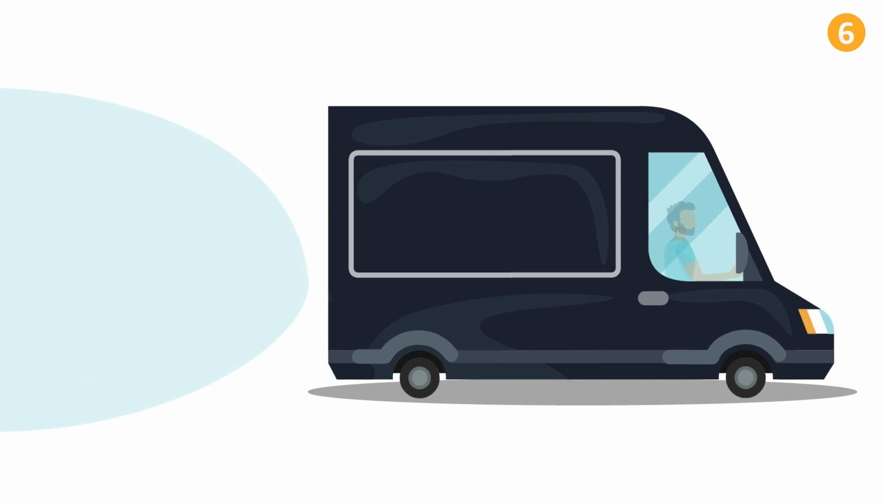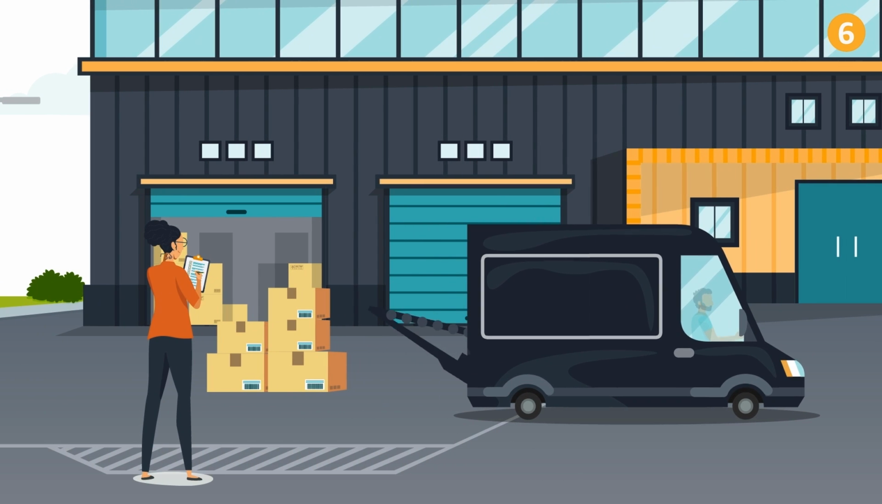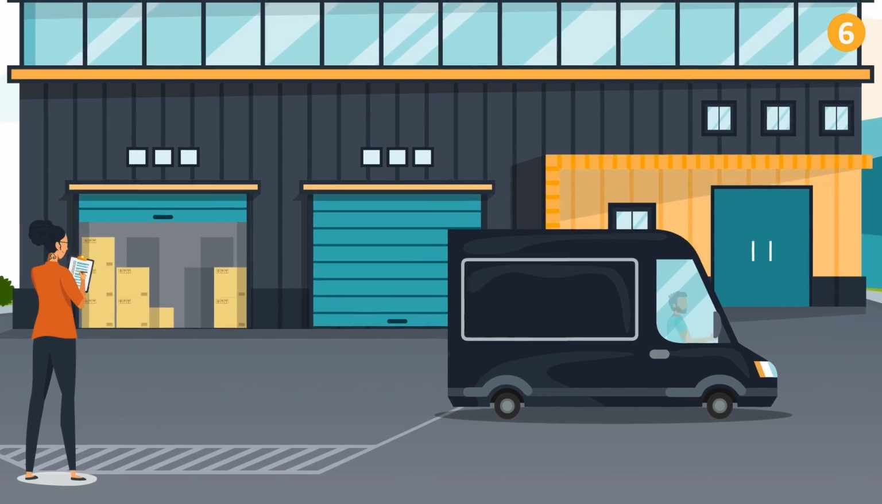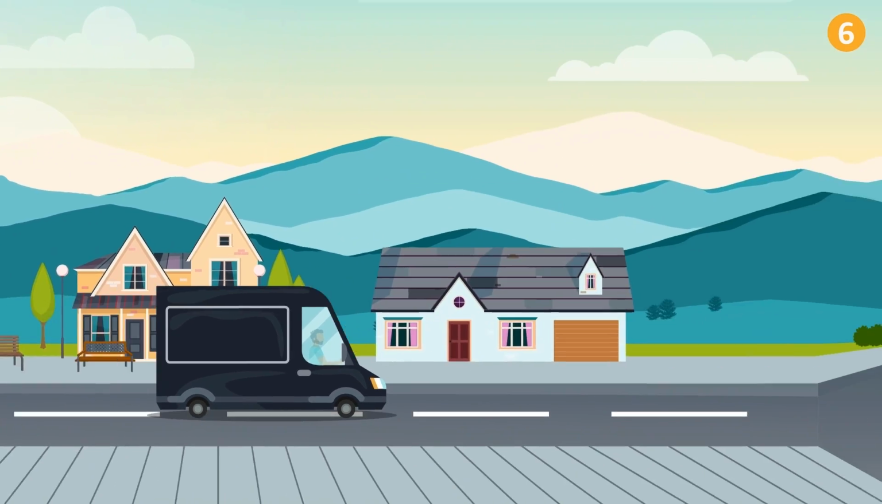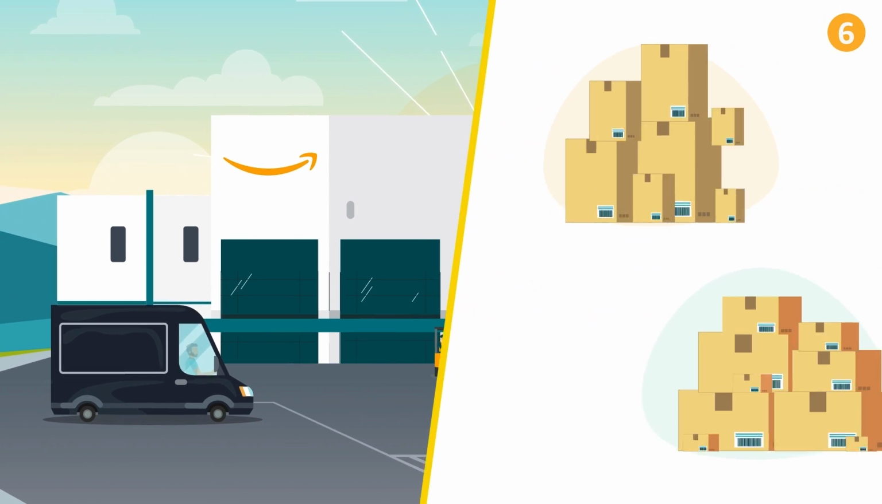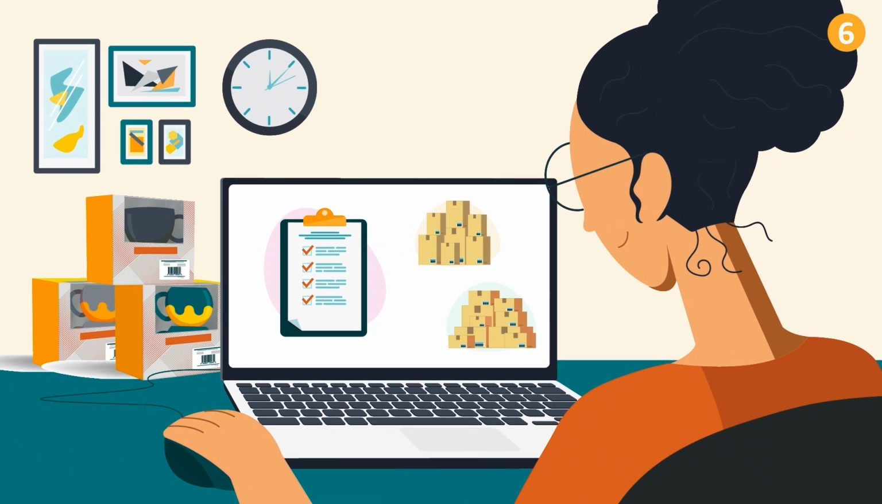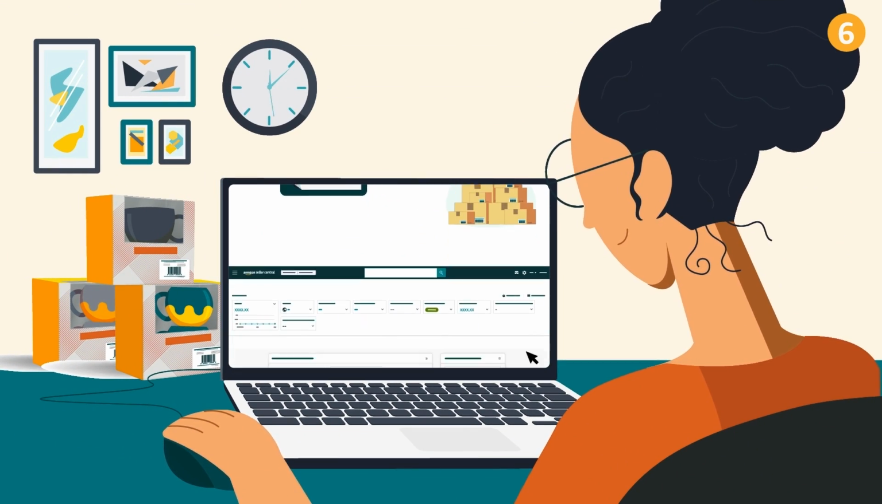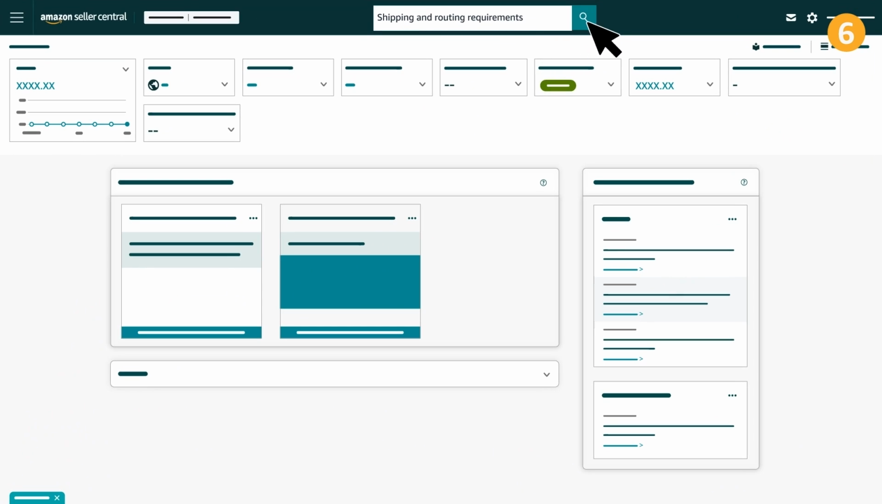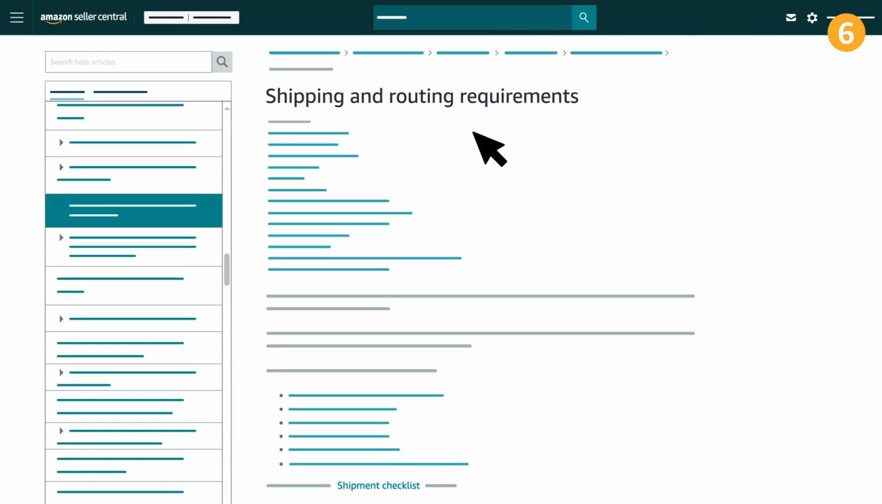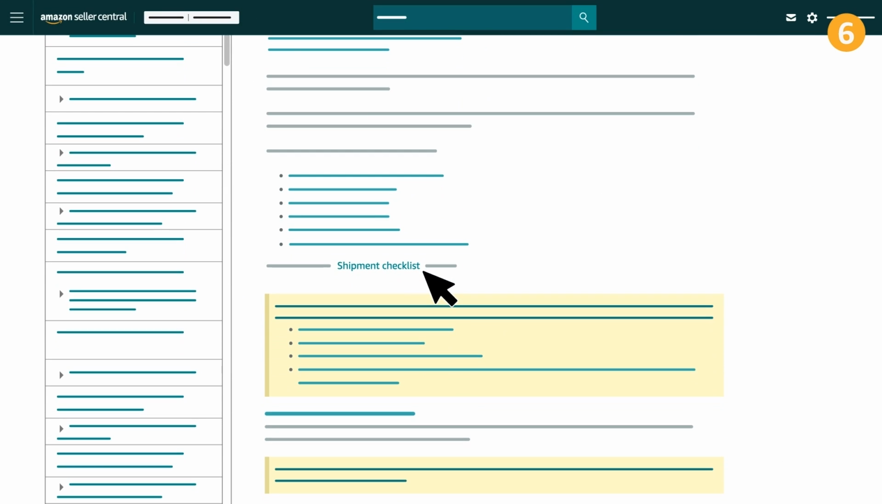The sixth requirement involves FBA shipping. This is essential as it ensures that your inventory is optimized for arrival at a fulfillment center. Different shipments may have additional requirements, so be sure to familiarize yourself with each requirement by searching for Shipping and Routing Requirements in Seller Central. You'll also find the shipment checklist on this topic's help page.